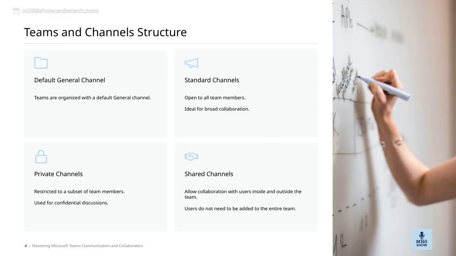Now, private channels are another option. These are open only to selected team members and are ideal when you need to keep certain conversations or information limited to a specific group. On the other hand, standard channels, like the default general channel, are open to all team members and are great for broad collaboration and information sharing within the entire team. So overall, this structure helps us organize our communication effectively, making sure the right people have access to the right discussions, whether they're open, private, or shared with a specific group. It really ties into the overall theme of mastering how we communicate and collaborate efficiently within Microsoft Teams.